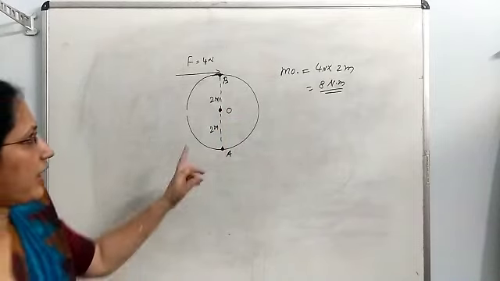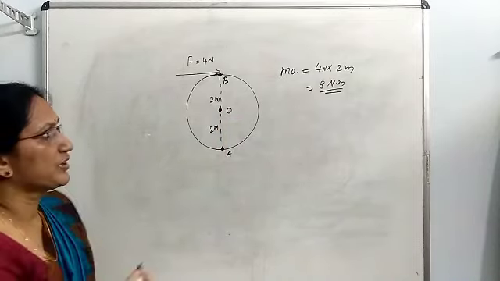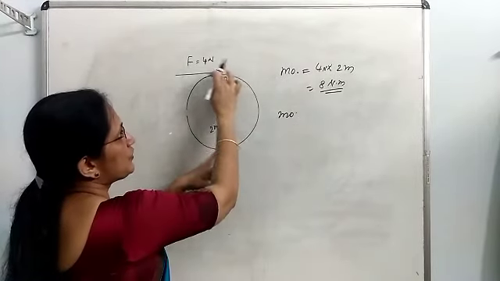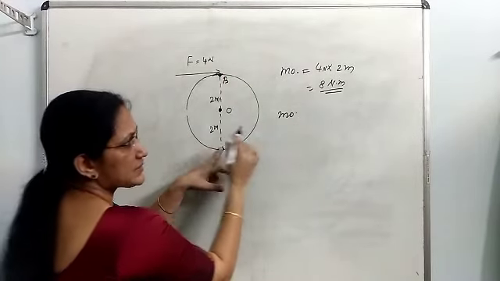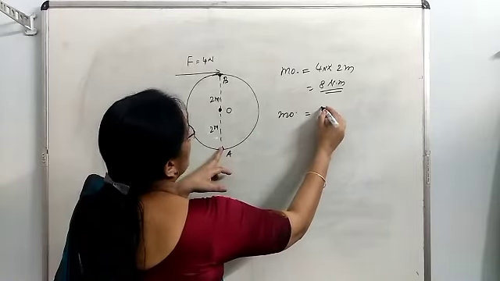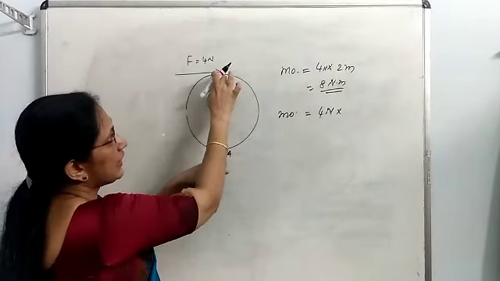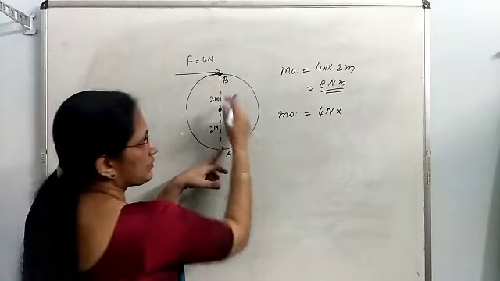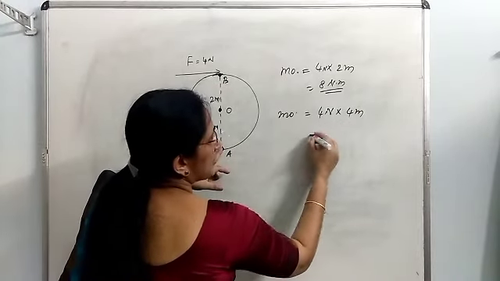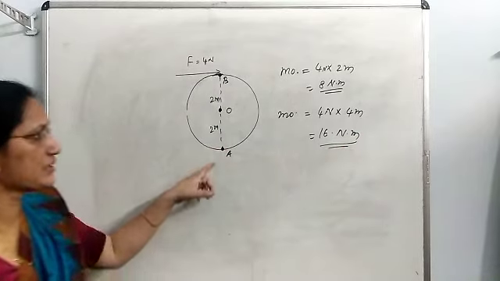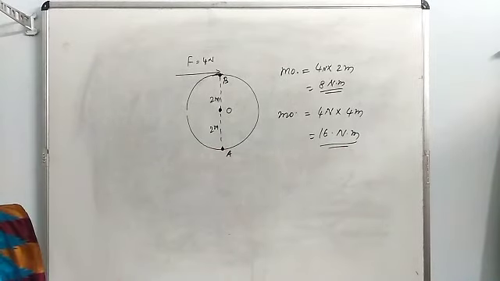So if A is taken as the turning point, what will be the moment? Force into perpendicular distance, 4 Newton into the perpendicular distance from the line of action of the force to the turning point, which is the diameter, 4 meter. So 16 Newton meter will be the moment about A.